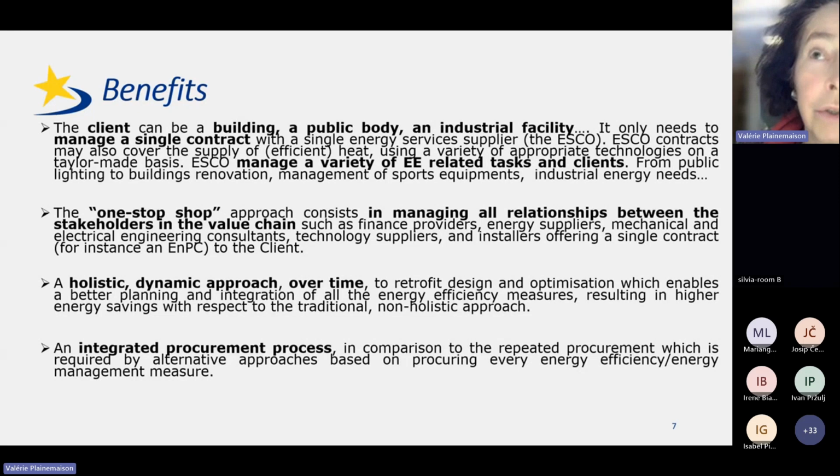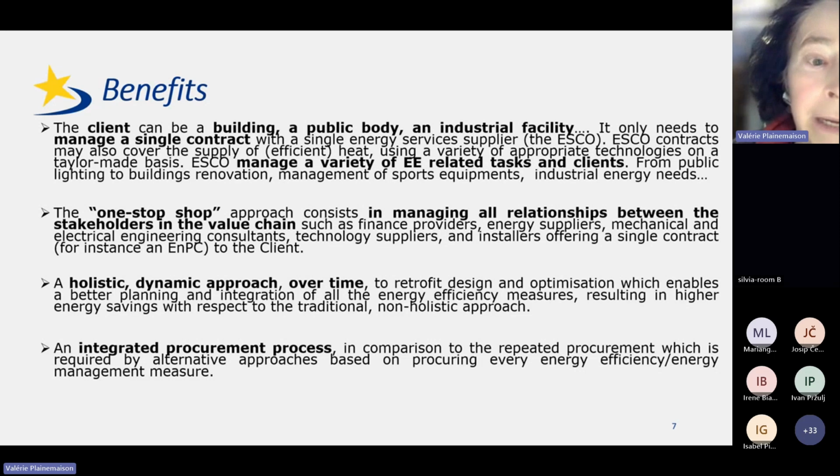The important point is also that ESCOs work over time. So they have a holistic approach. They cover all the interactions in the energy system. More cooling means more heating, which means again more. So they cover all those retrofit loops. They have a dynamic approach, and they work under certain time contracts, several years, sometimes less than 10 years, sometimes more than 10 years, which covers planning and integration of all energy efficiency measures, and which results in better results.